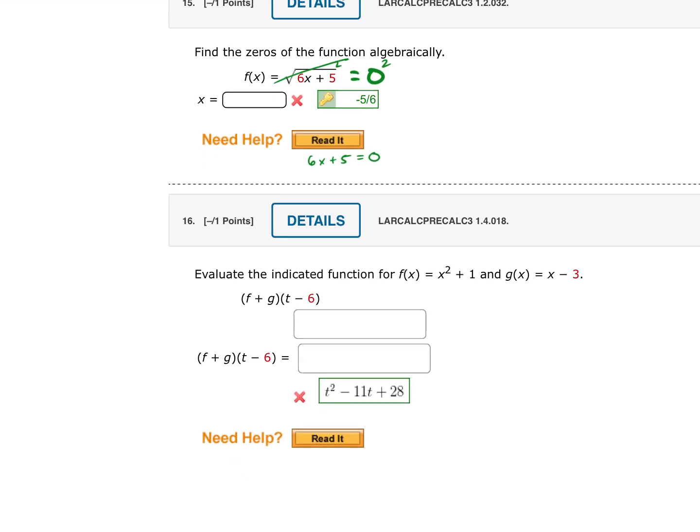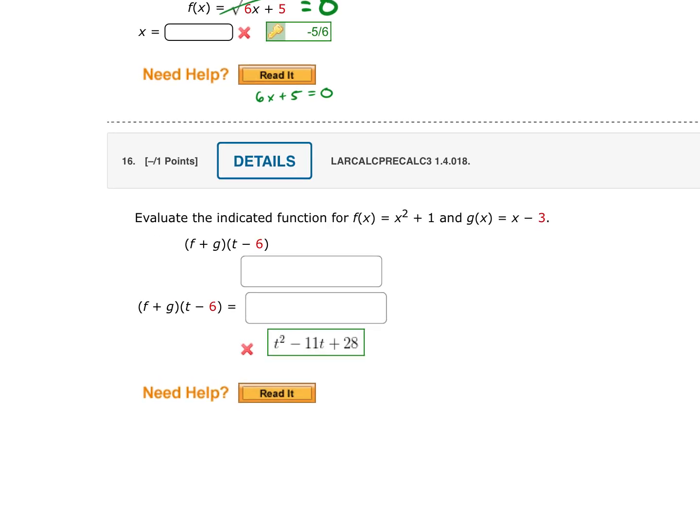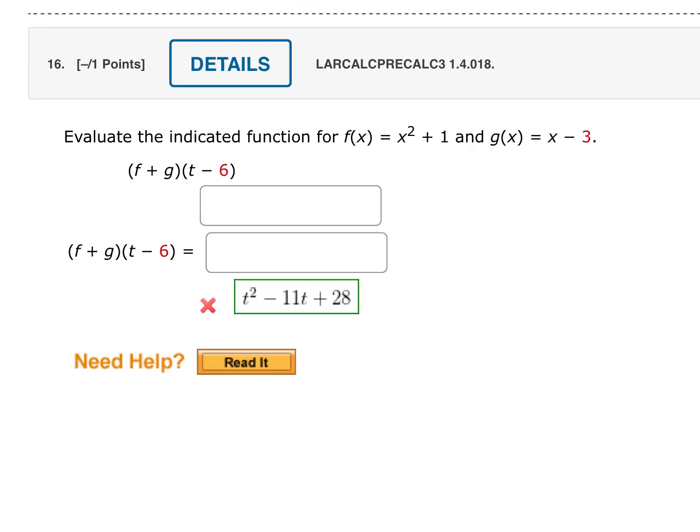And then solve. For 16, we have a combination function. So here we want to find f plus g of t minus 6. So we're going to add our two functions together and then plug in t minus 6 into the x's. You can either plug it in first and then add them together, or add them and then plug it in. It doesn't matter the order that you do it.